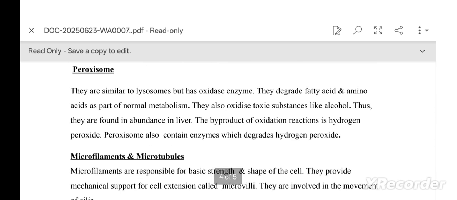Peroxisome. They are similar to lysosomes but have oxidative enzymes. They degrade fatty acids and amino acids as part of normal metabolism. They also oxidize toxic substances like alcohol. They are found in abundance in the liver. The byproduct of the oxidative reaction is hydrogen peroxide. Peroxisomes also contain enzymes which degrade hydrogen peroxide.